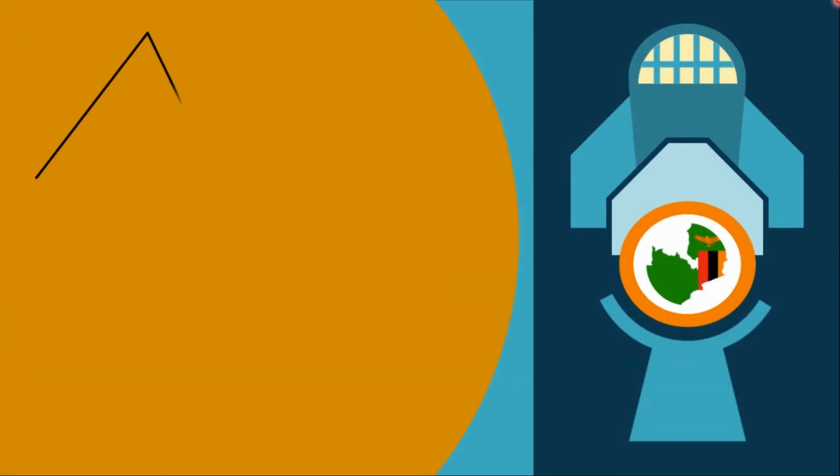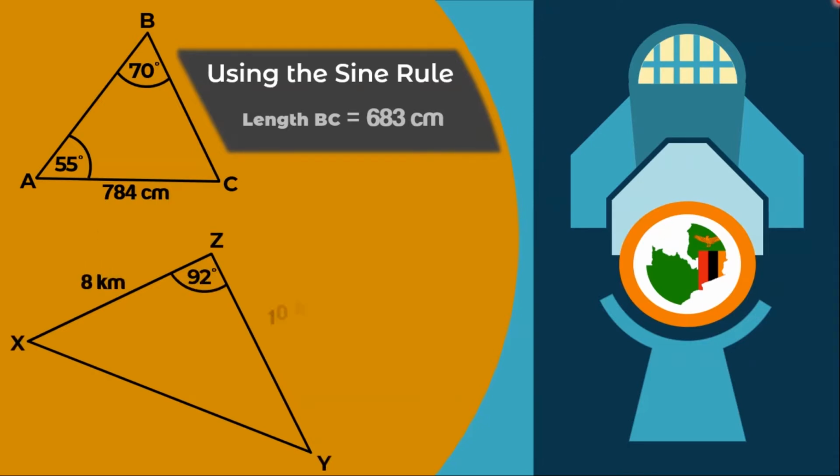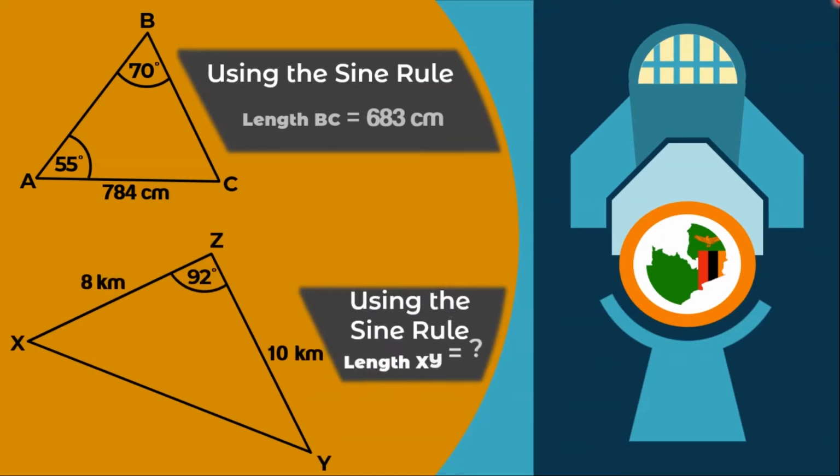Hi there. In this triangle, we've got a missing angle and some missing sides. Using the sine rule, we are able to calculate the length BC and the length AB. In this other triangle, we also have missing angles and a missing side. But using the sine rule would not make us able to calculate the length XY. Therefore, we need to find another rule which is very important in trigonometry.